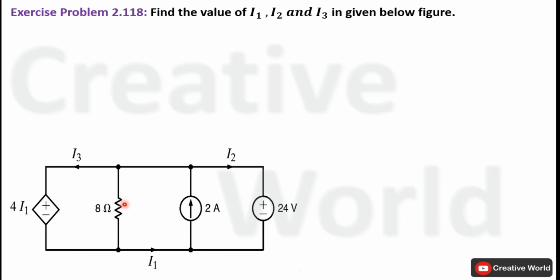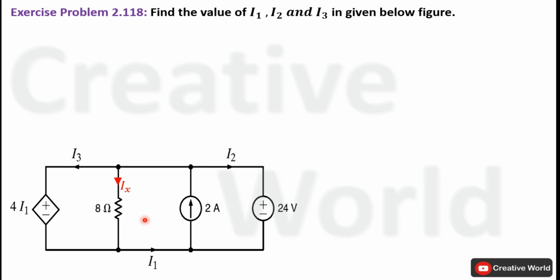First of all, we have to label current through this branch. I am assuming current Ix is flowing through this branch in downward direction. Now we will try to find out its value. If we observe, this is a parallel connection and voltage in parallel connection remains same. So this 24 volt will also be appearing across 8 ohm resistance as well.